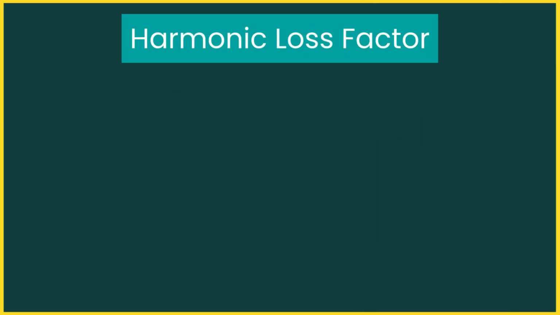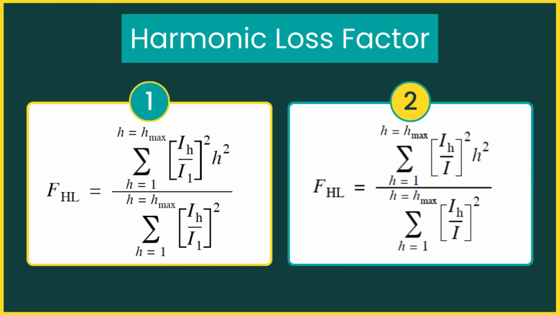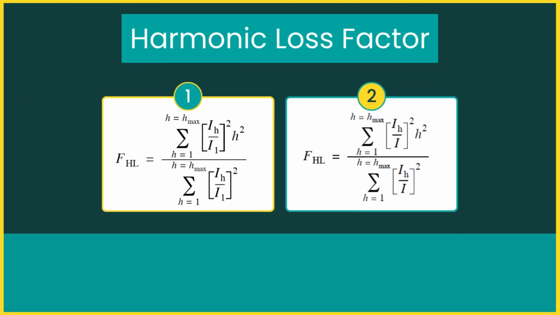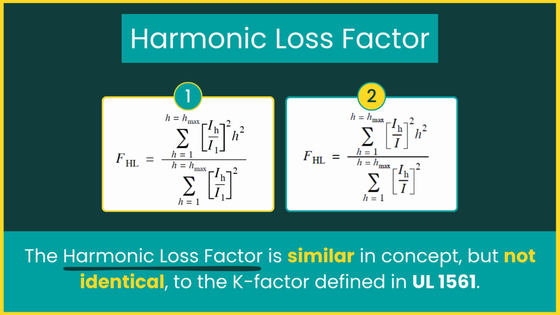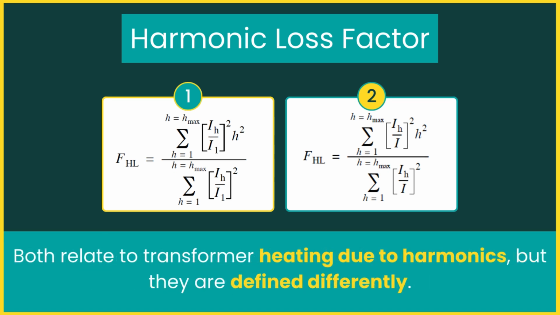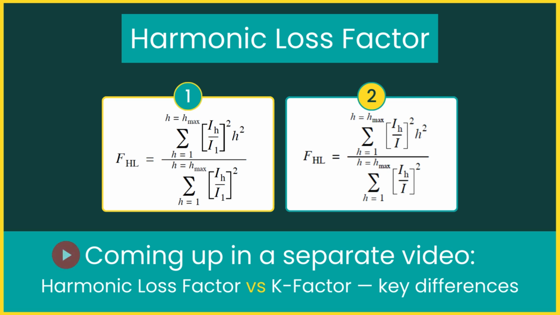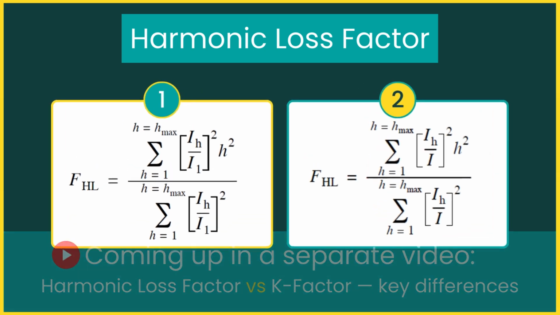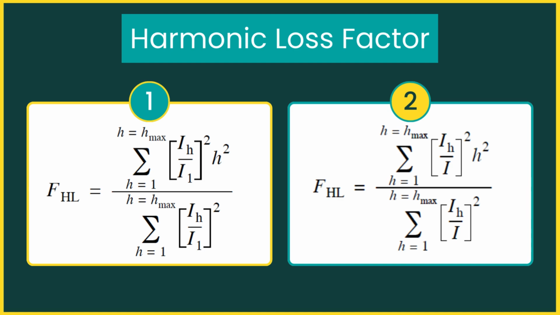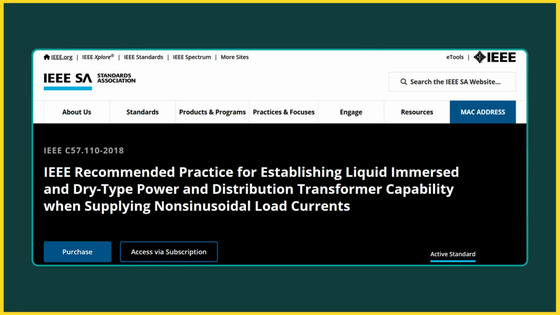The harmonic loss factor can be calculated using either of two IEEE-defined formulas. Quick note before we move on. The harmonic loss factor is similar in concept, but not identical, to the K factor defined in UL 1561. Both relate to transformer heating due to harmonics, but they are defined differently. We will cover a detailed comparison between harmonic loss factor and K factor in a separate video. For this video, let's stay focused on how IEEE uses the harmonic loss factor to calculate transformer derating.